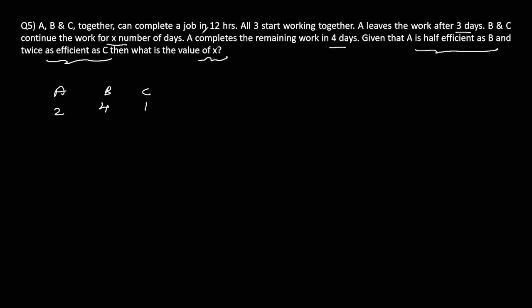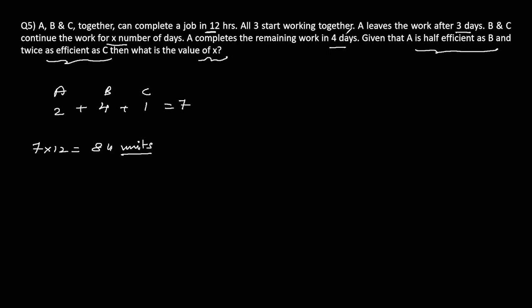Now A, B, and C together can complete the job in 12 hours. So if they are working together, they would have done 7 units per hour. So 7 into 12 should become the total unit of work, which is nothing but 84 units. So 84 units is the total unit of work.